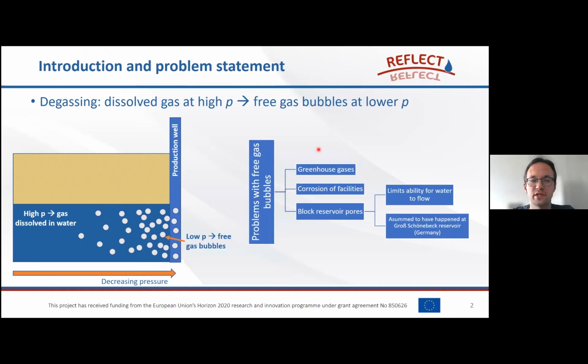First of all, these are greenhouse gases. They can cause corrosion of facilities, and finally they can block the pores of the reservoir. As the gas takes up space in the reservoir, it limits the ability for the water to flow, and thus the water production can decrease. And this is assumed to have happened at the Groß-Schönebeck reservoir in Germany.